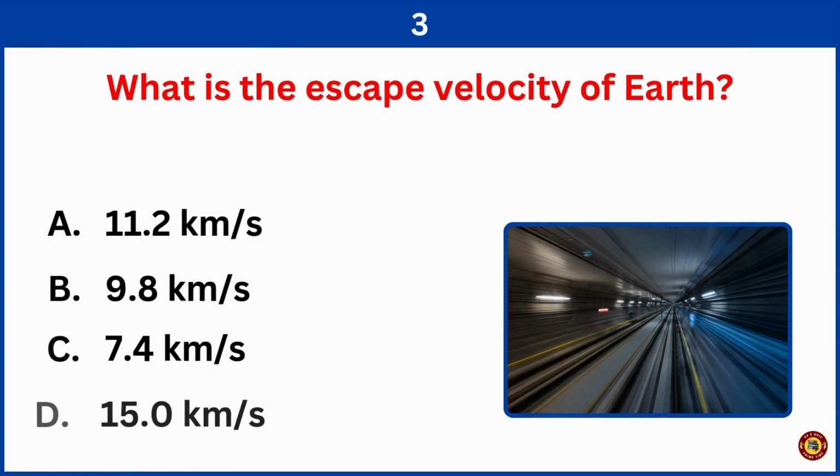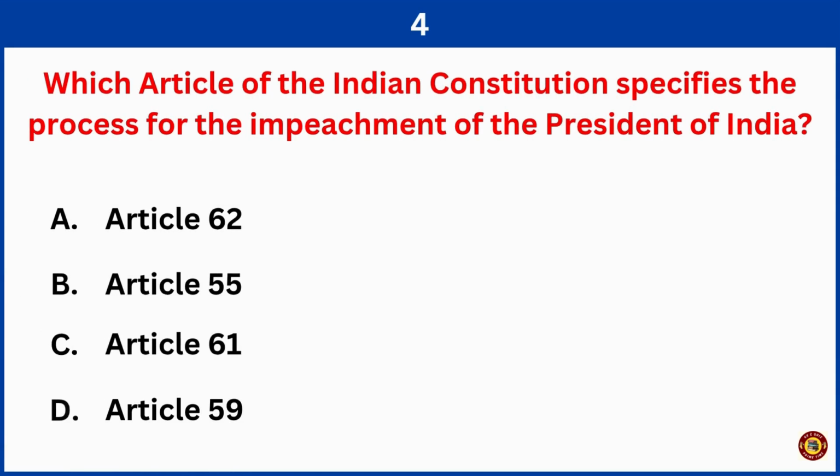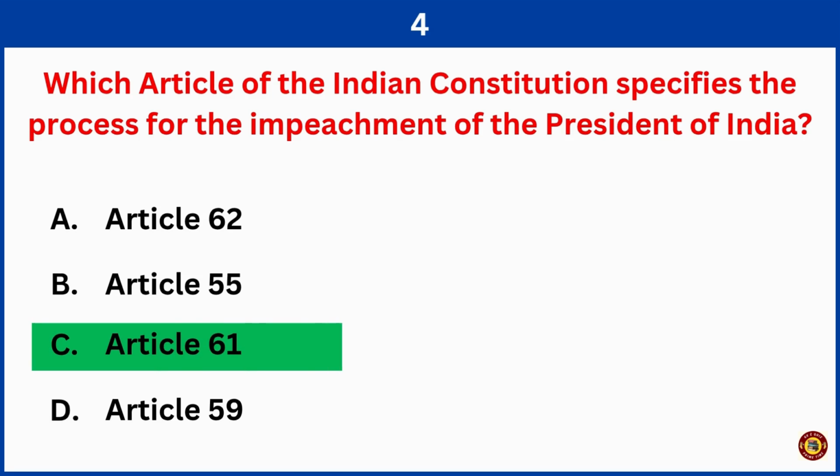What is the escape velocity of Earth? Right answer is option A, 11.2 km per second. Which article of the Indian Constitution specifies the process for the impeachment of the President of India? Right answer is option C, Article 61.